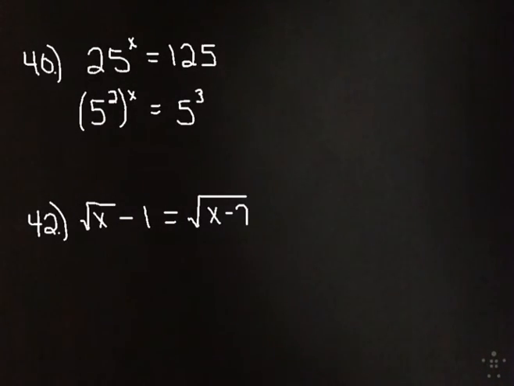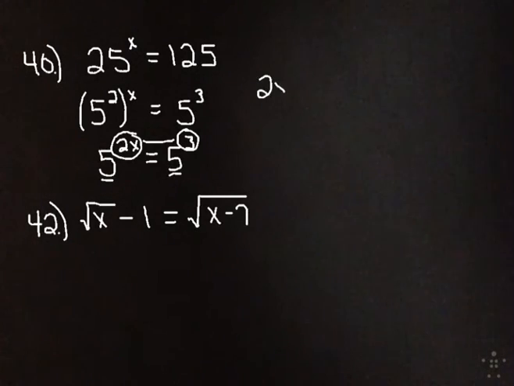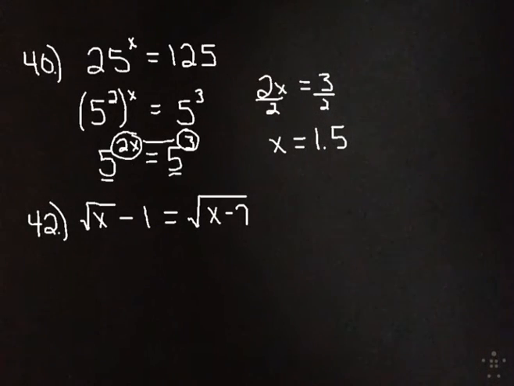Now this on the left side, power on a power, so that's really 5 to the 2x is equal to 5 cubed. Now if you have the same base number, that means your exponents must be equal to each other. So I'm going to say, well then 2x is equal to 3, so divide by 2, so x is equal to 3 over 2, or we could say 1.5. Right, 1.5.